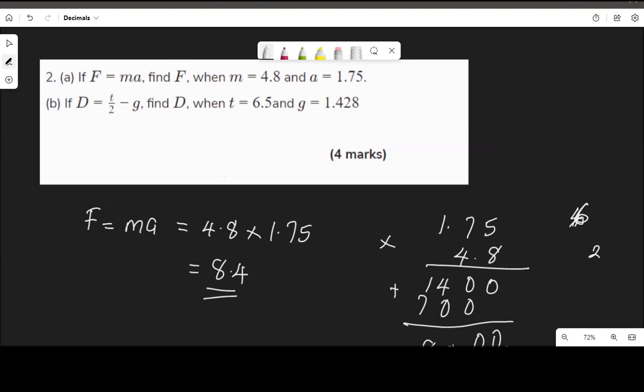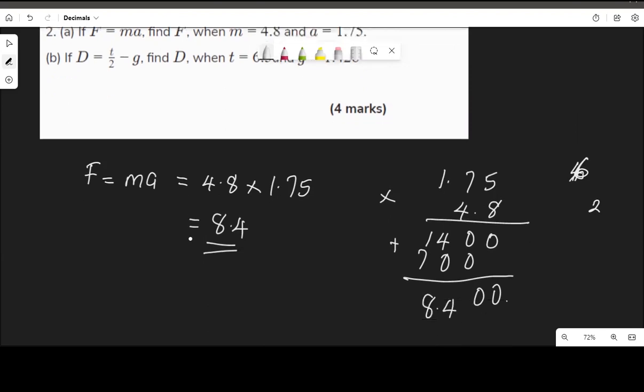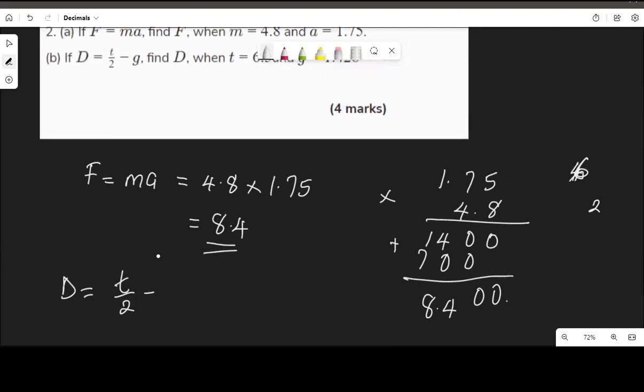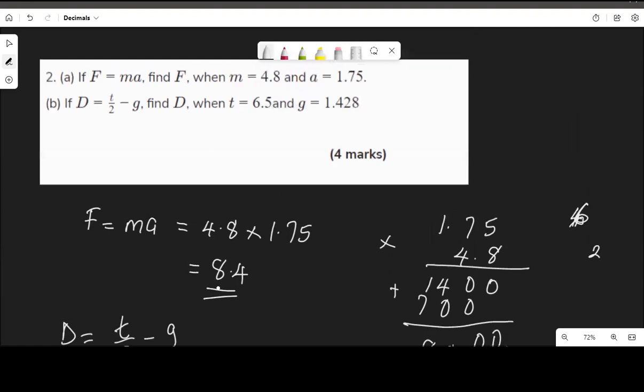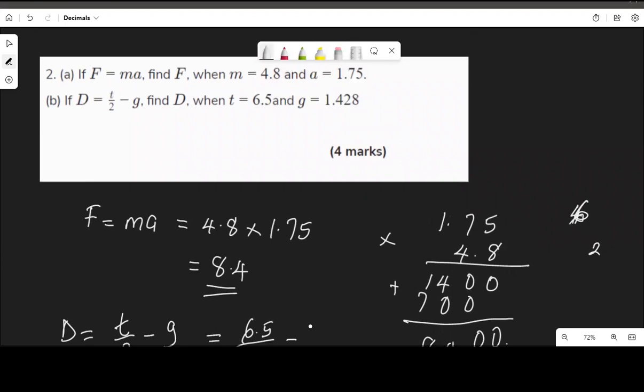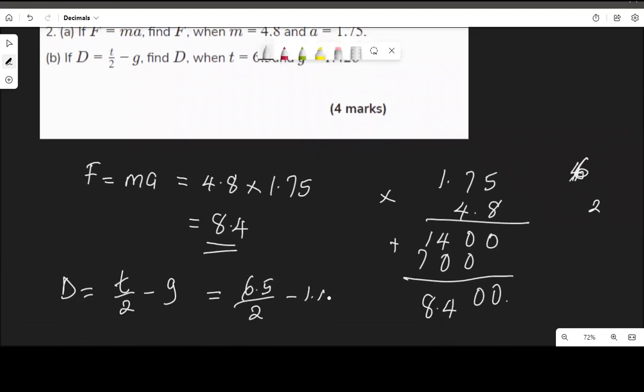Then B says, if D is T over 2 minus G, find D when T equal to 6.5 and G equal to 1.428. So first of all, D equal to T divided by 2 minus G. And T is, what is it? The marker is blocking it, 6.5. That will be 6.5 divided by 2 minus 1.428.